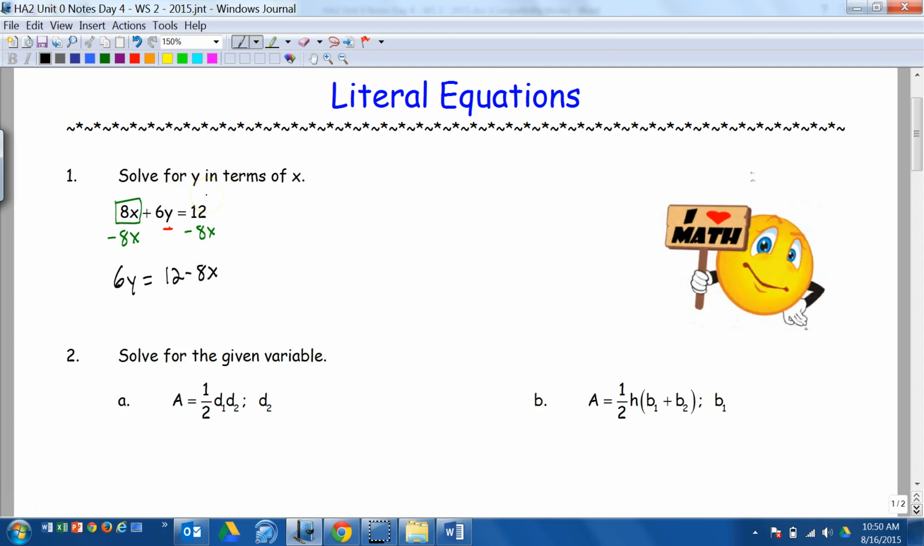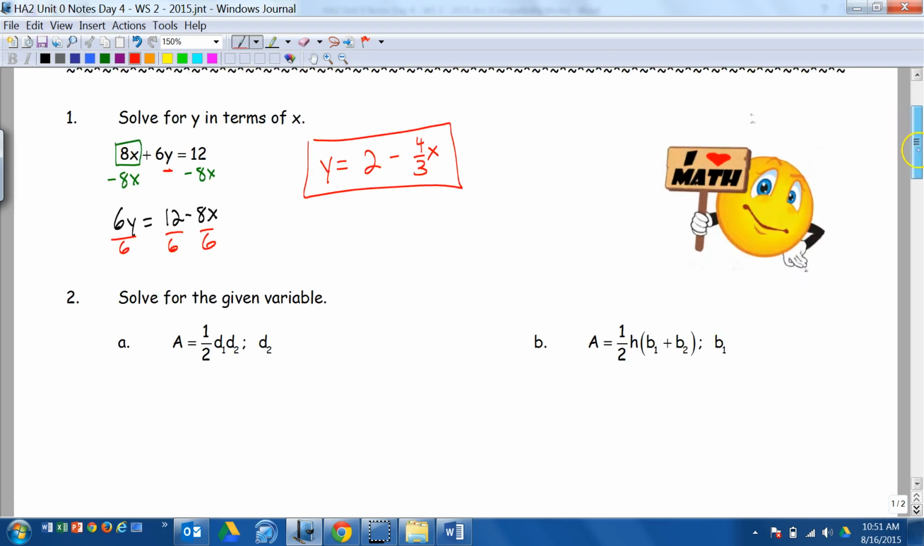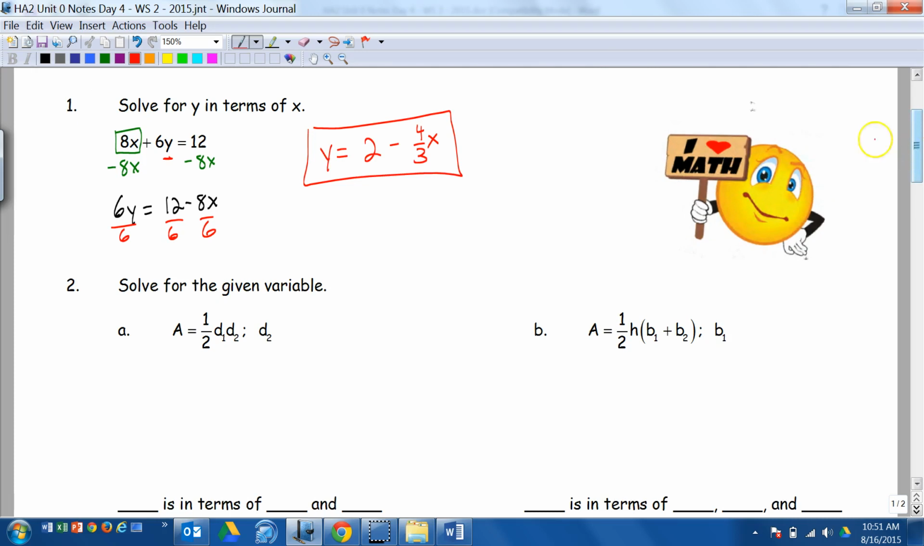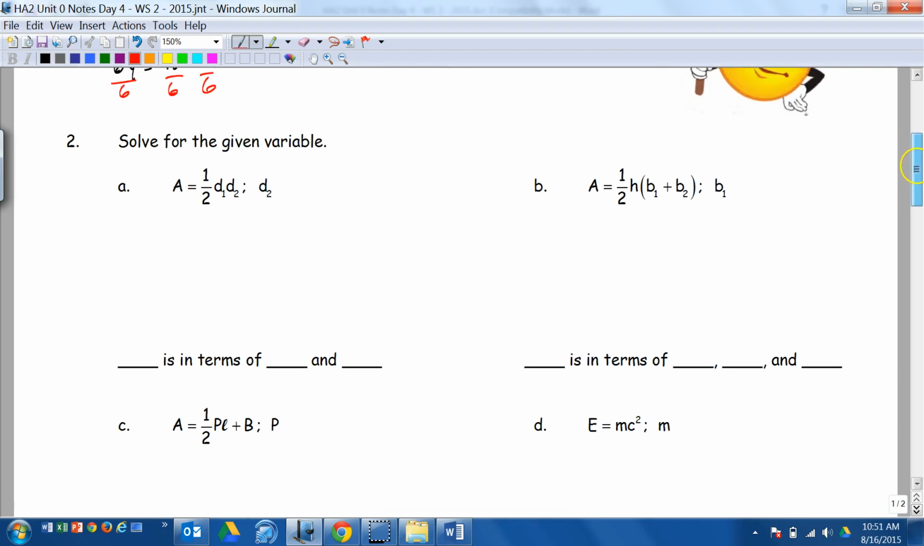Again, you can't really combine anything, they all have letters, except for the 12, doesn't matter. Finally, I'm going to divide everything by 6. So I get that y equals 2 minus, and then I'm going to simplify 8 divided by 6 into 4/3 times x. And that is the final answer. So it's basic manipulation of the equation into another one for what I asked for. So I solve for y in terms of x. Y equals, and there's only an x variable on the other side. Alright, let's go on to some other ones then.